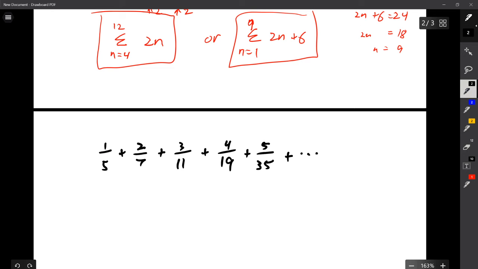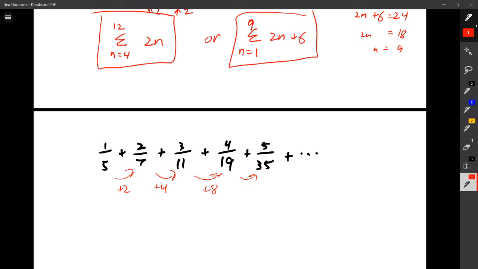First, let's check for whether or not there's a set amount that is increasing, a set increment. So we're going up by 2, so that's plus 2. Then we're going up by plus 4. Then we're going up by plus 8. Then we're going up by, let's see, 35 minus 19. 35 minus 20 would be 15, so we're at plus 16. Well, there's no set increment, but it's interesting.